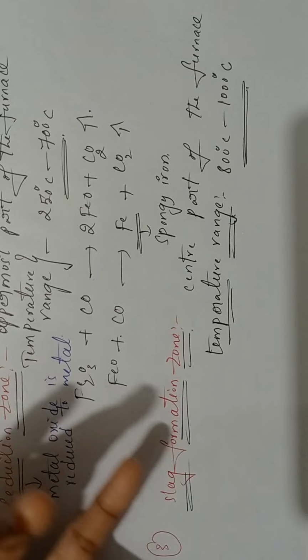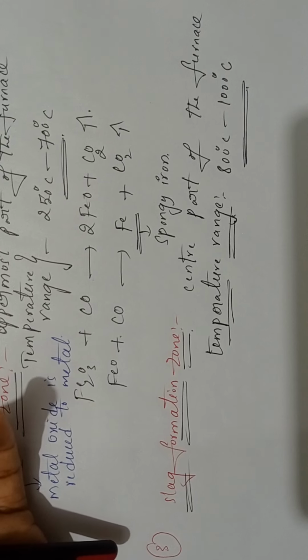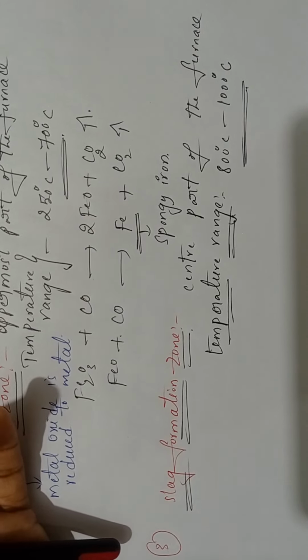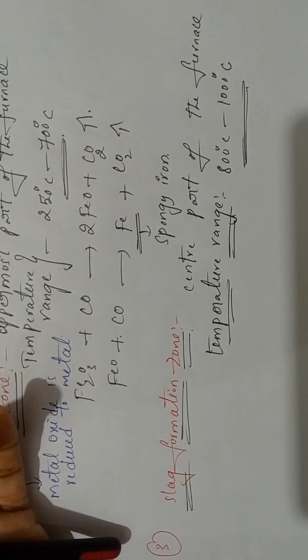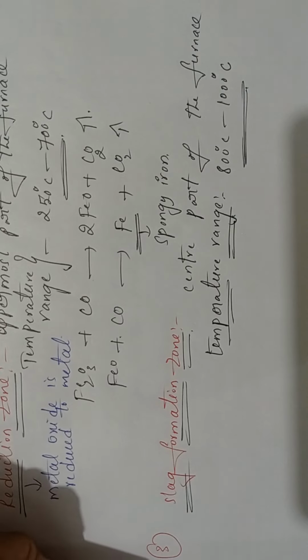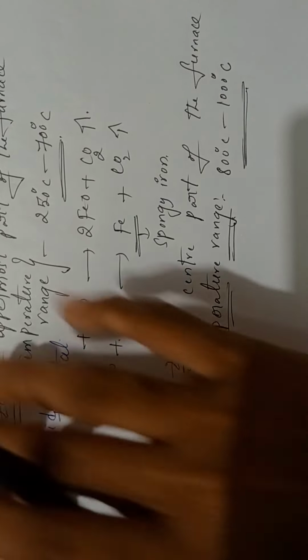So we know what slag is, students. Flux plus gangue combined produce slag, correct? Gangue means impurity. Unwanted impurities are called gangue particles. And what is a flux, students? Flux is used to remove the impurities, that means it is used to remove the gangue particles you are adding. Okay, so that is the flux.